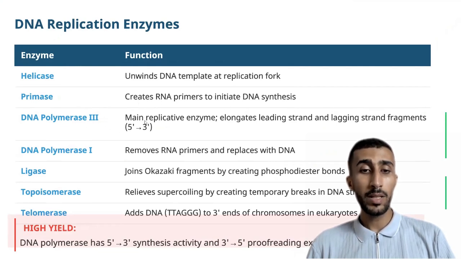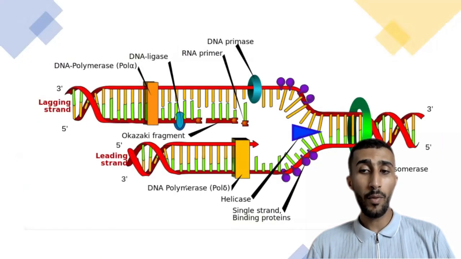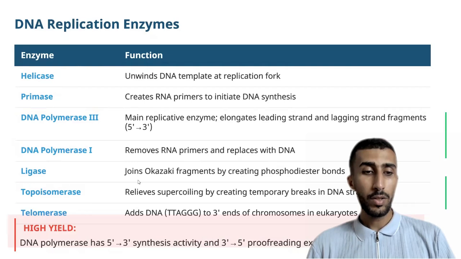DNA polymerase 3 is the main replicative enzyme, elongating the leading strand and the lagging strand fragments from 5' to 3', while DNA polymerase 1 removes RNA primers and replaces them with DNA. The enzyme ligase joins Okazaki fragments by creating phosphodiester bonds between different Okazaki fragments. Topoisomerase acts on the outside of the whole structure to smooth and make the strand ready for the helicase to do its job. The topoisomerase relieves the supercoiling by creating temporary breaks in the DNA strand.